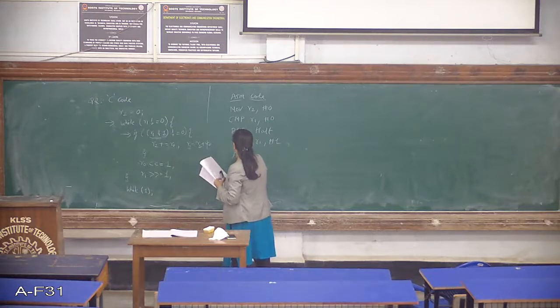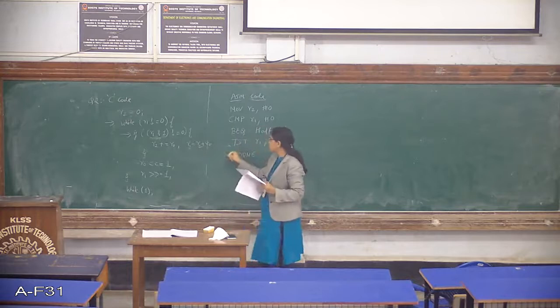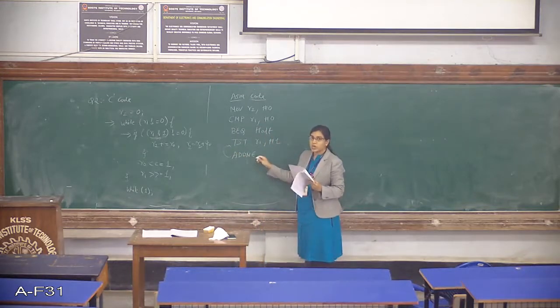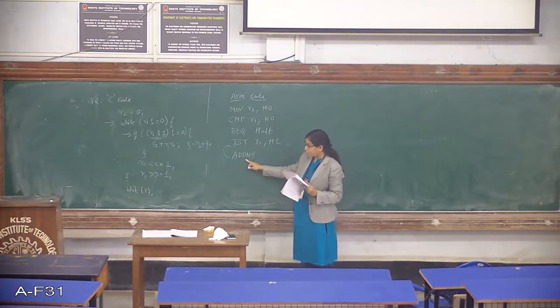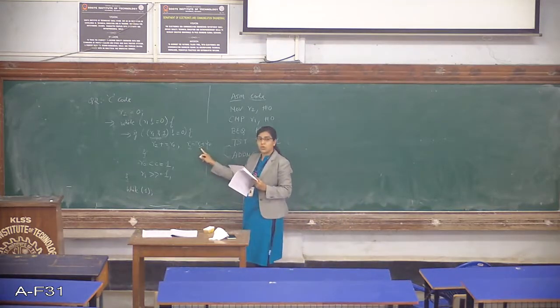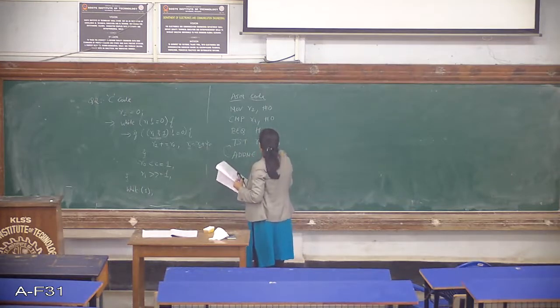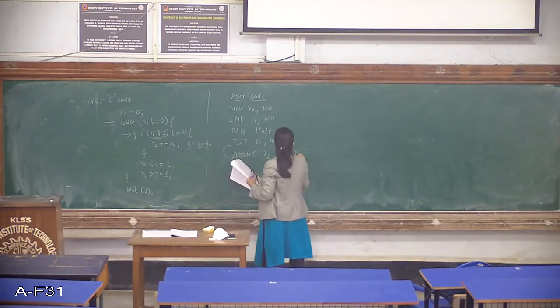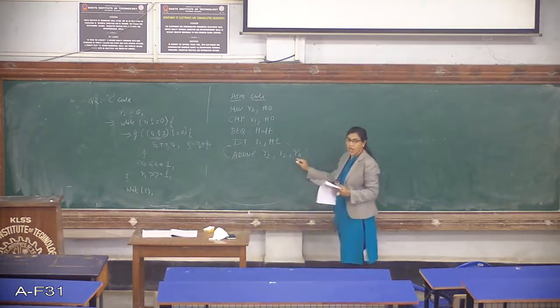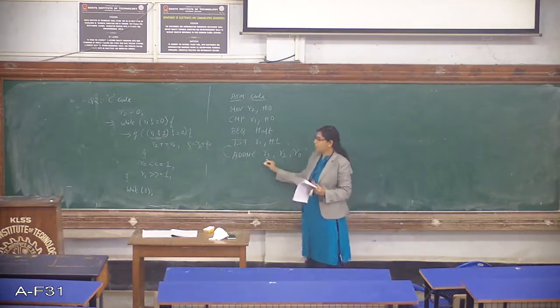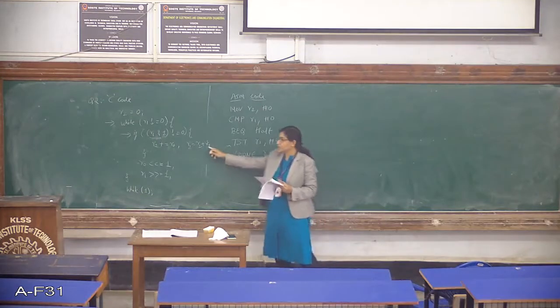So what I'll write here: ADD NE. If the previous instruction result showed a not equal condition satisfied, then you will be adding. What are you adding? You are adding R2 with R0. So this is nothing but ADD R2 comma R2 comma R0. R2 is added with R0, and the result will be stored in the R2 register. So this is what we have executed now.